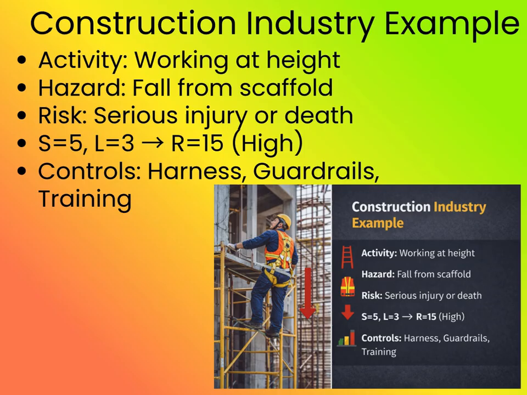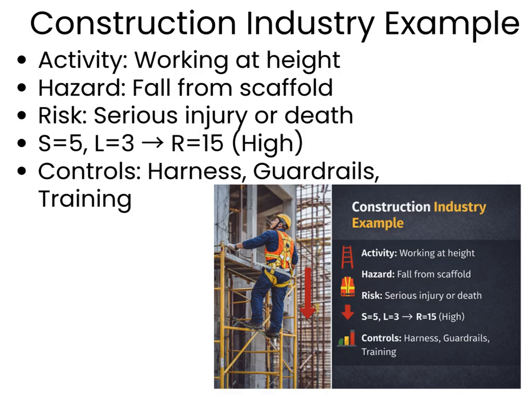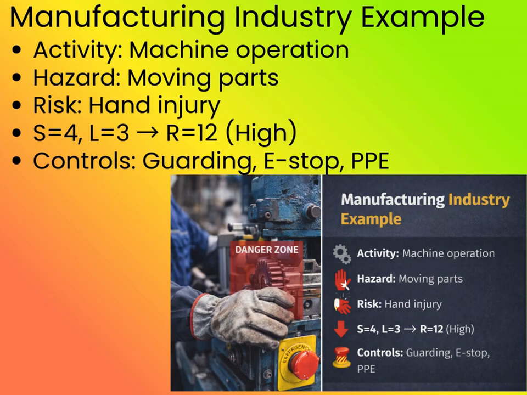In the manufacturing industry, consider machine operation. The hazard is moving parts. The risk is hand injury. With severity 4 and likelihood 3, the risk rating is 12, which is also high. We can reduce this risk using machine guards, emergency stop buttons, and proper PPE like gloves.